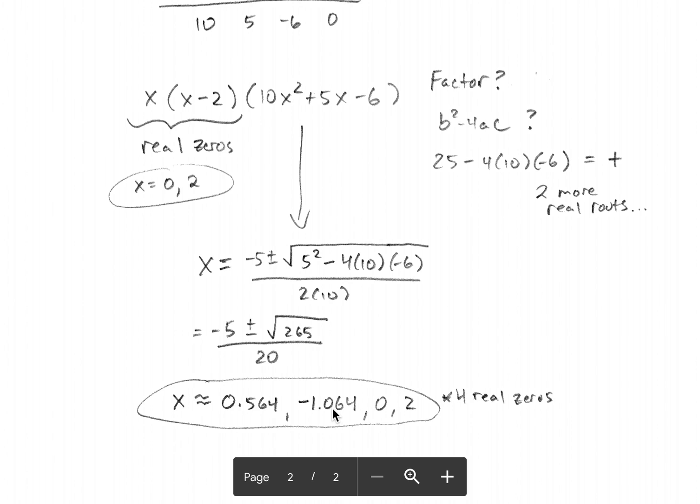If I look at my graph and use my calculate feature to calculate the zeros for each of those two spots, then my calculator can approximate it pretty close, and I can verify that I was correct there. So I got my two irrational real zeros and my two real rational zeros, giving me my four total zeros.